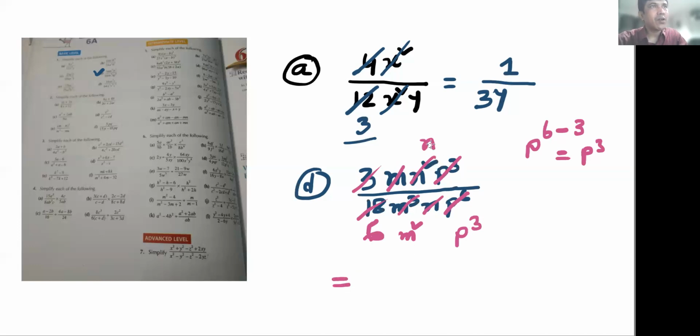On top we can see only n is remaining, right? Write n, then denominator we are getting 6, then m square, then p to the power 3. This is the answer. Isn't it easy? Yes, it's easy. Okay, what about the ones where there are minus and plus signs? Okay, we'll go one by one.